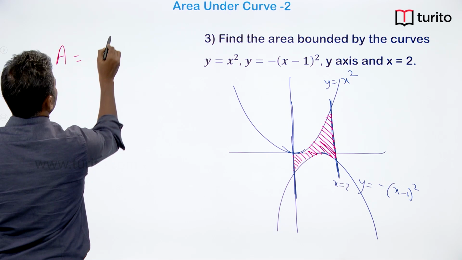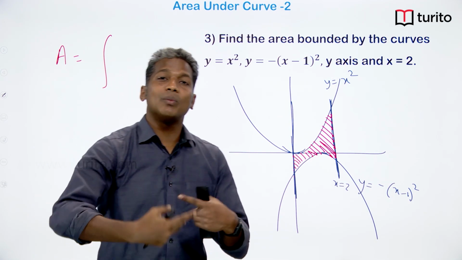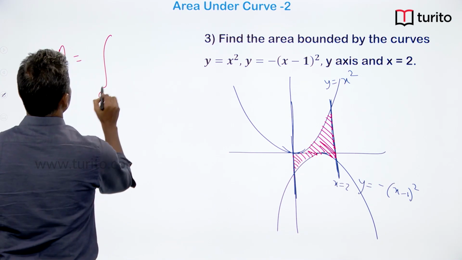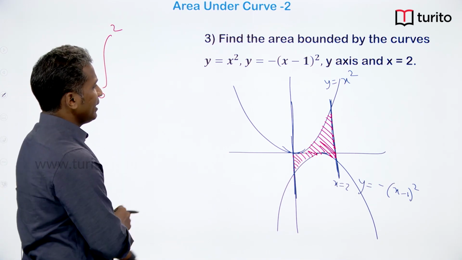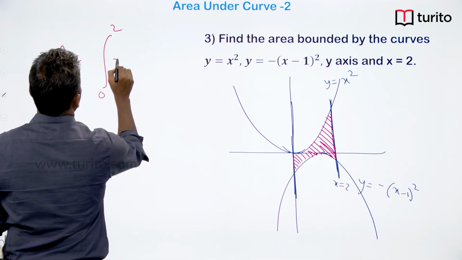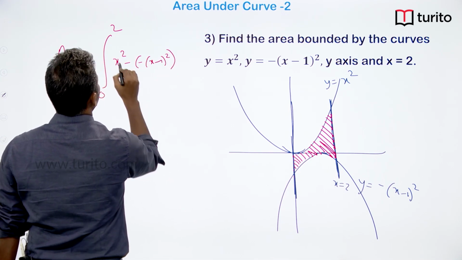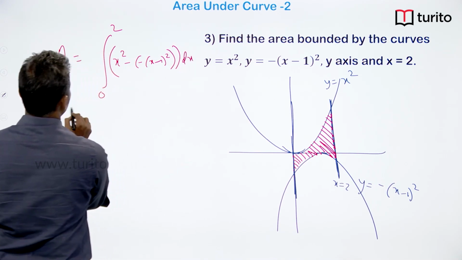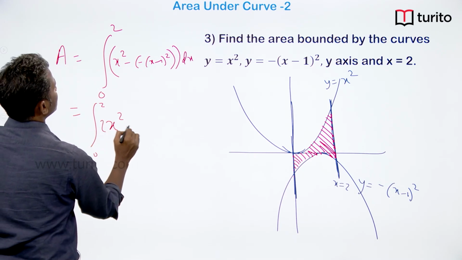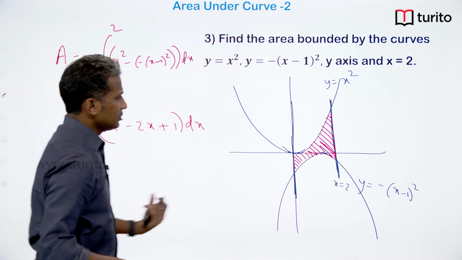Area is equal to integral of, because I am using the concept of area formed with x axis, limits must be on x axis which are going from 0 to 2, and when we are writing the functions we always write above function minus below function. So, x square minus x minus 1 whole square dx. Now, when we simplify this we will get integral 0 to 2, 2x square minus 2x plus 1 dx.